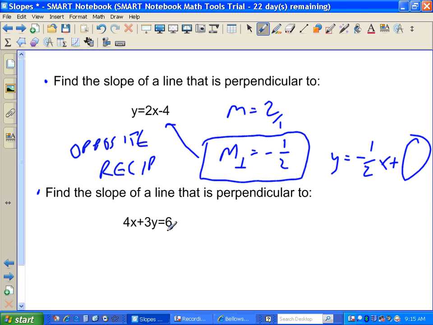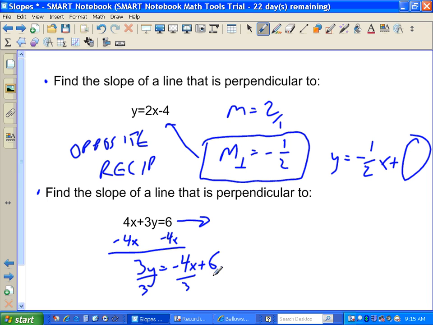When it's in standard form, maybe not so much, but we know how to change that into slope-intercept form. Let's do it this way, I guess. I want to get the y all by itself, so we're going to subtract 4x from both sides. That leaves me with 3y equals negative 4x plus 6.